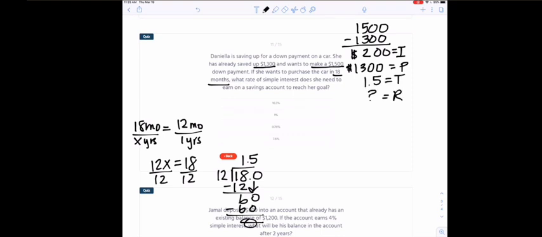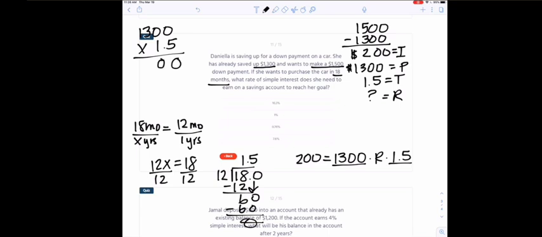And our rate is what we're looking for. So now that we have all this, let's plug it into our equation. 200 is equal to 1,300 times rate times 1.5. So now we're going to multiply 1,300 times 1.5. And I'm going to do it up here. So 1,300 times 1.5. 5 times 0 is 0. 5 times 0 is 0. 5 times 3 is 15, carry the 1. 5 times 1 is 5, plus 1 is 6.